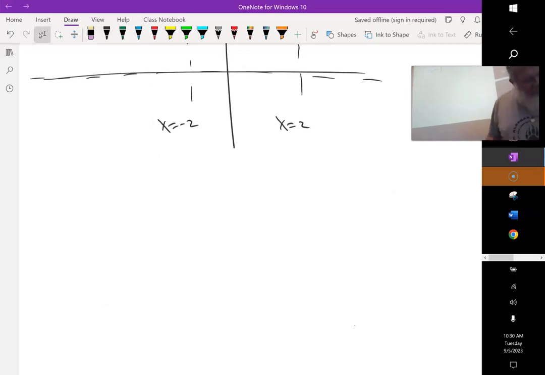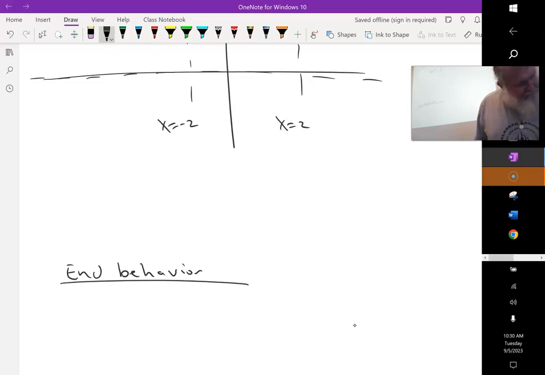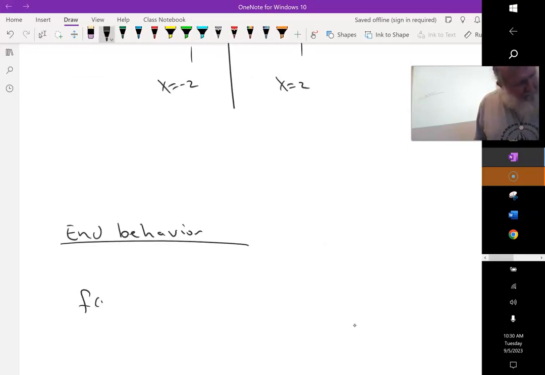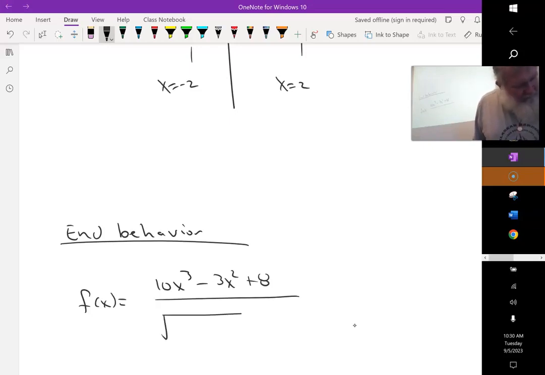So let's look at the end behavior of the following function. F of x equals 10x cubed minus 3x squared plus 8 over the square root of 25 times x to the 6th plus x to the 4th plus x squared. Give you a chance to get that copied down.